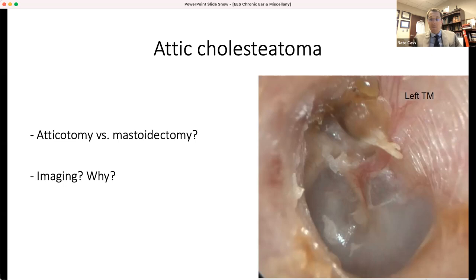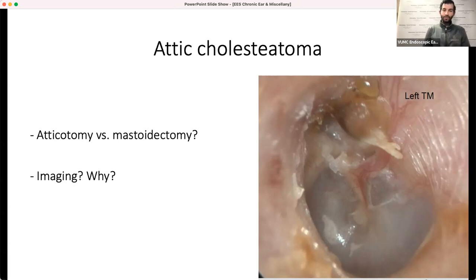So I think you don't have to get imaging for these, and Kareem, I know you don't typically, but I will. I like to know if there's any curveballs. Is the facial nerve going to be in normal position? Almost certainly. Is the horizontal canal going to be eroded? Maybe, maybe not. You'll figure it out intraoperatively. I just like to know that ahead of time. So I'm probably going to get CTs for all these patients.